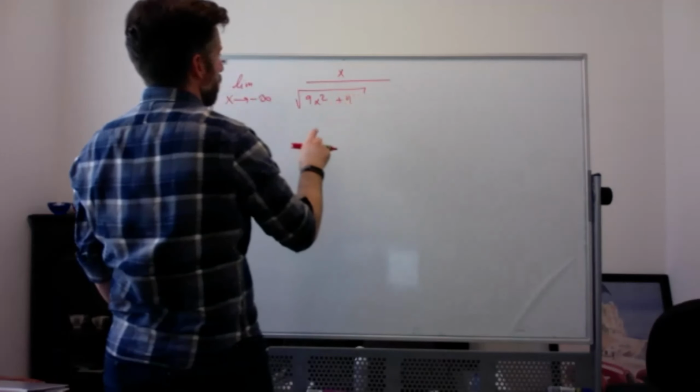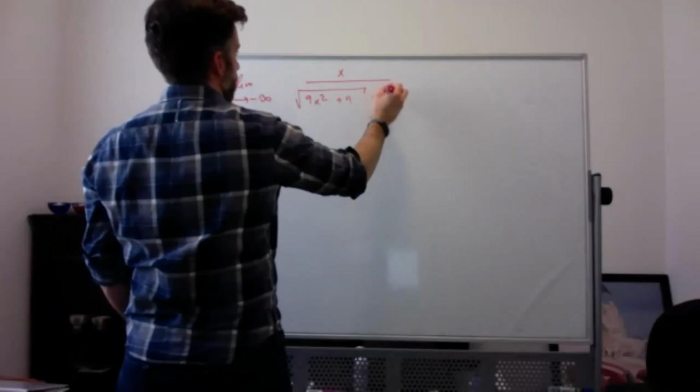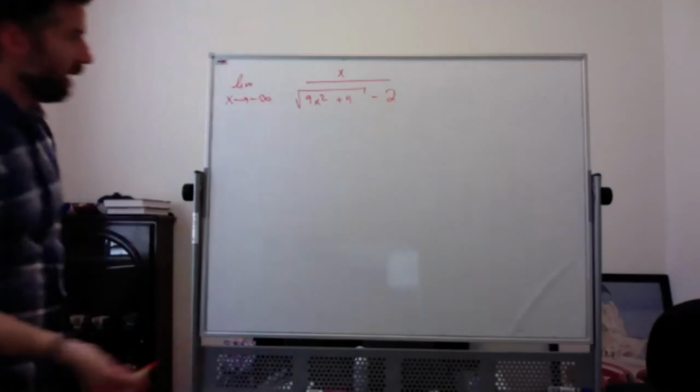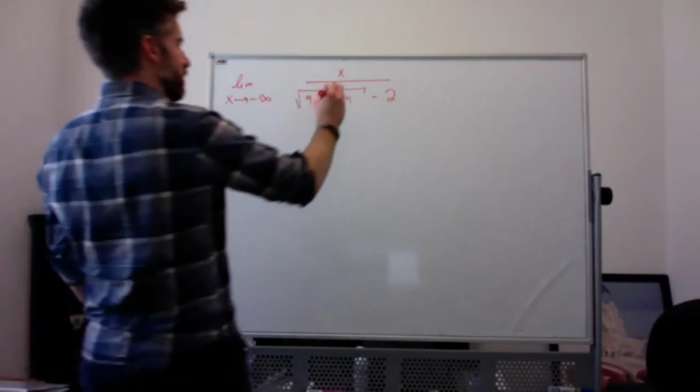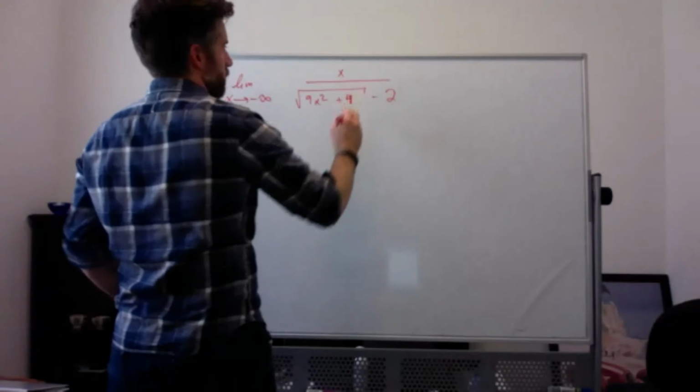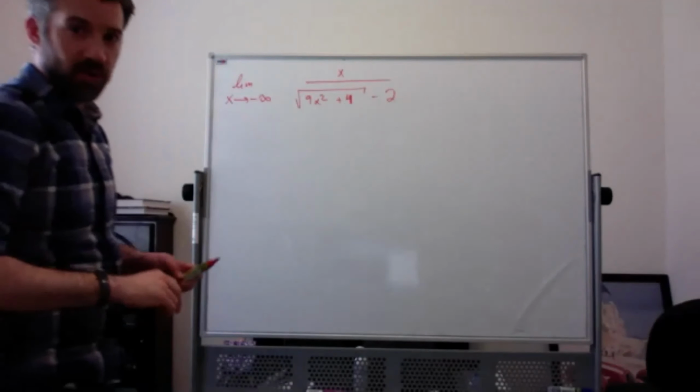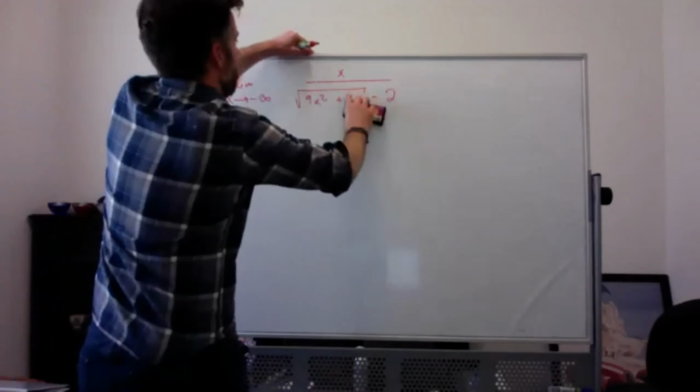Plus 4 minus 2. Okay, it's very, very similar to how his is written. That's a 4. Sorry, 4 looks terrible there.